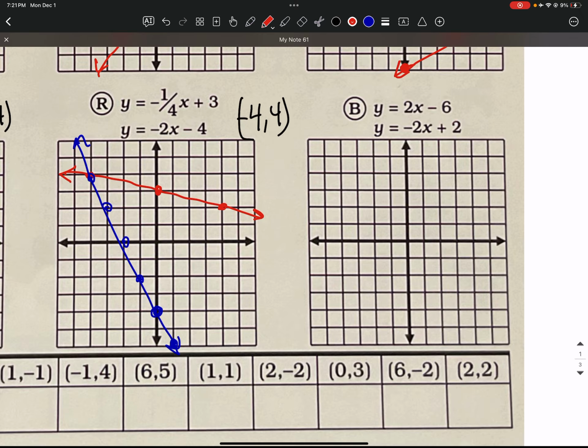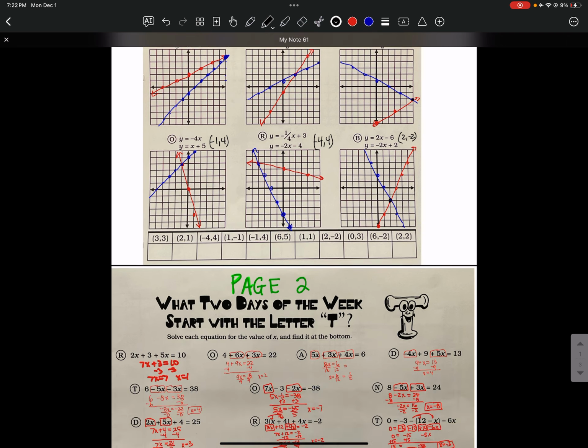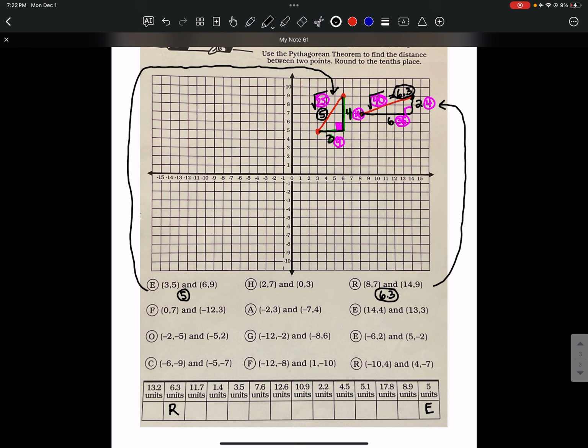This one starts at negative 6, goes up 2 every day. There we go. This one starts off at positive 2, goes down 2 every day. There we go. Hits off right there at positive 2, negative 2. All right, these ones.